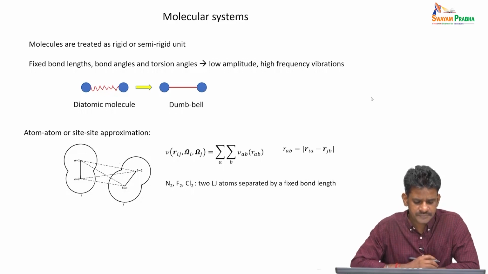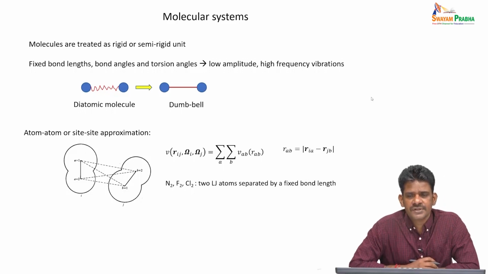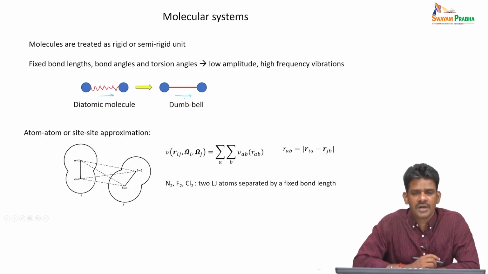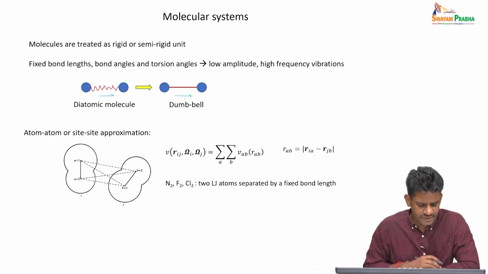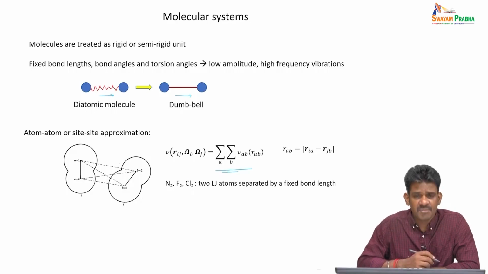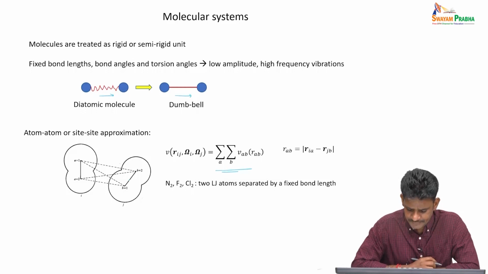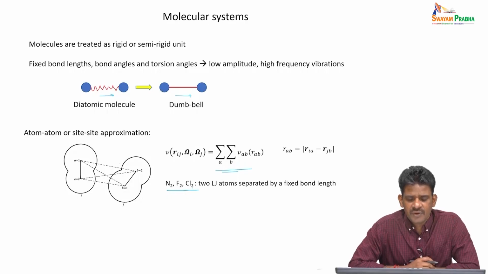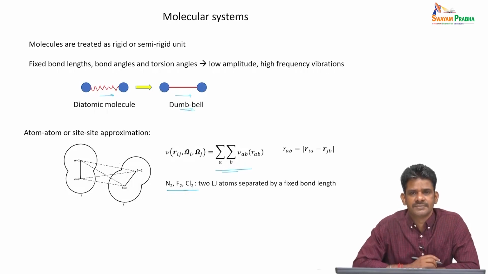If you are looking at the collective behavior of these molecules, the local bond vibrations and angle vibrations are not very relevant, because these are high frequency vibrations at low amplitude. So we can think of the actual bonds in terms of rigid bonds, and then we can represent the molecule as a set of rigid objects, and then this interaction energy can be obtained by summing over all the site interactions. An example could be nitrogen, fluorine, chlorine, which are diatomic molecules, which can be modeled as a dumbbell system.